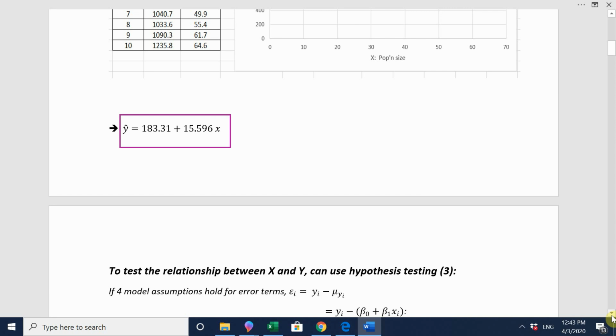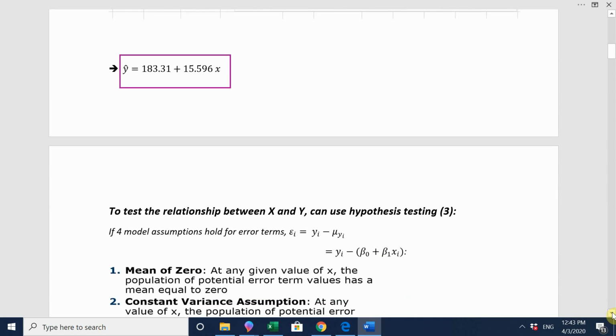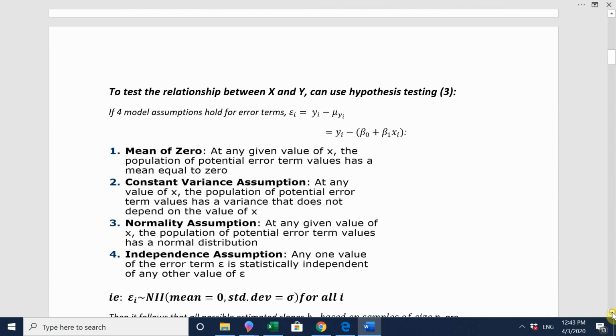So the first 2 hypothesis tests that we'll look at are based on the 4 model assumptions that we saw in a previous video for the error terms. And it is summarized very briefly by this statement right here, and that is that at any given value of x, there is a population of observed yi's, and hence a population of error terms, e of i. And these error terms follow a normal distribution. They are independently and identically distributed with a mean value 0 and a standard deviation sigma.